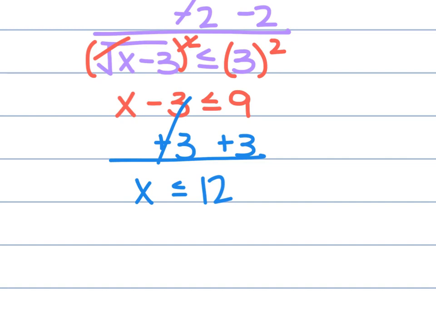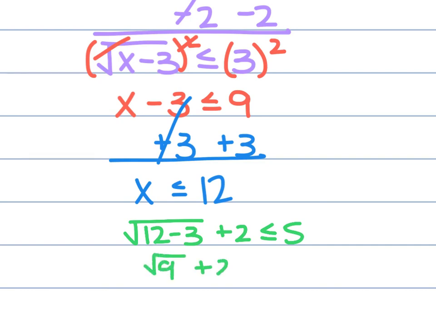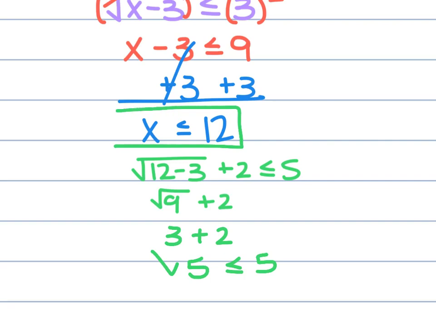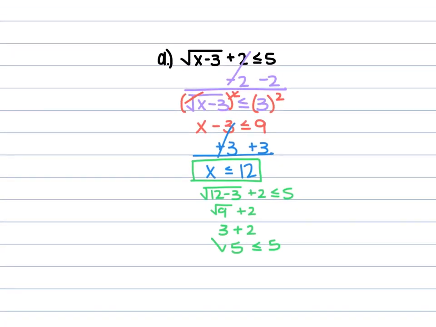So from here, plug it in. We have the square root of 12 minus 3 plus 2 is less than or equal to 5. 12 minus 3 is 9. The square root of 9 is 3. 3 plus 2 is 5. 5 is less than or equal to 5. Oh my goodness, I said 7 earlier, but 3 plus 2 is 5. We're good there. So x is less than or equal to 12.